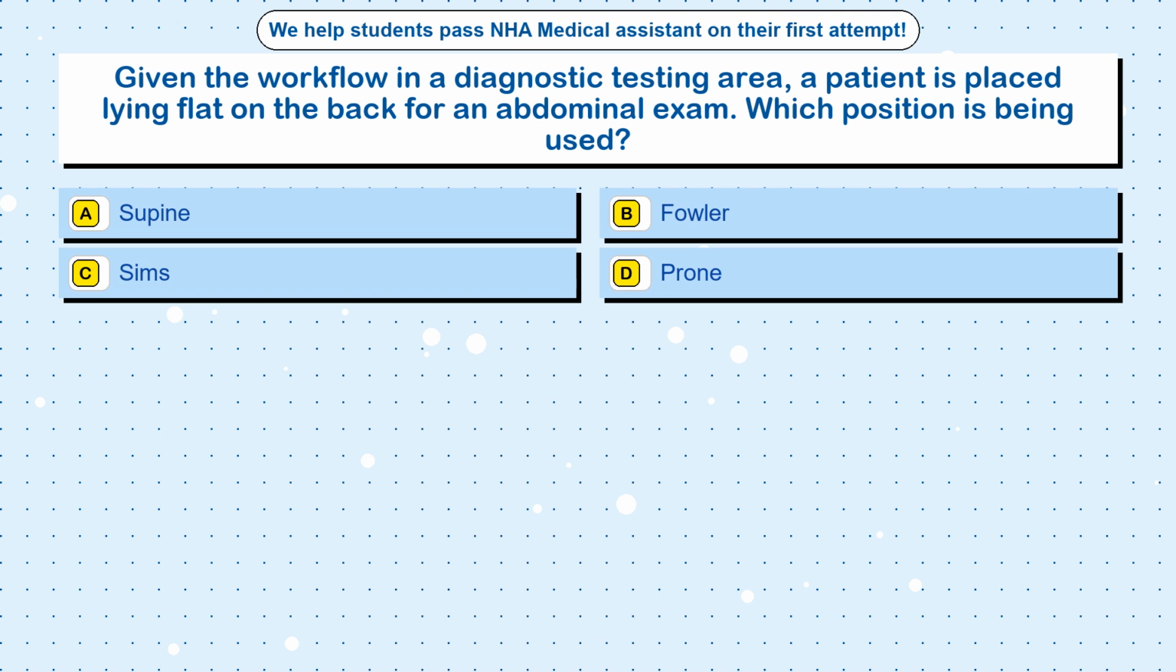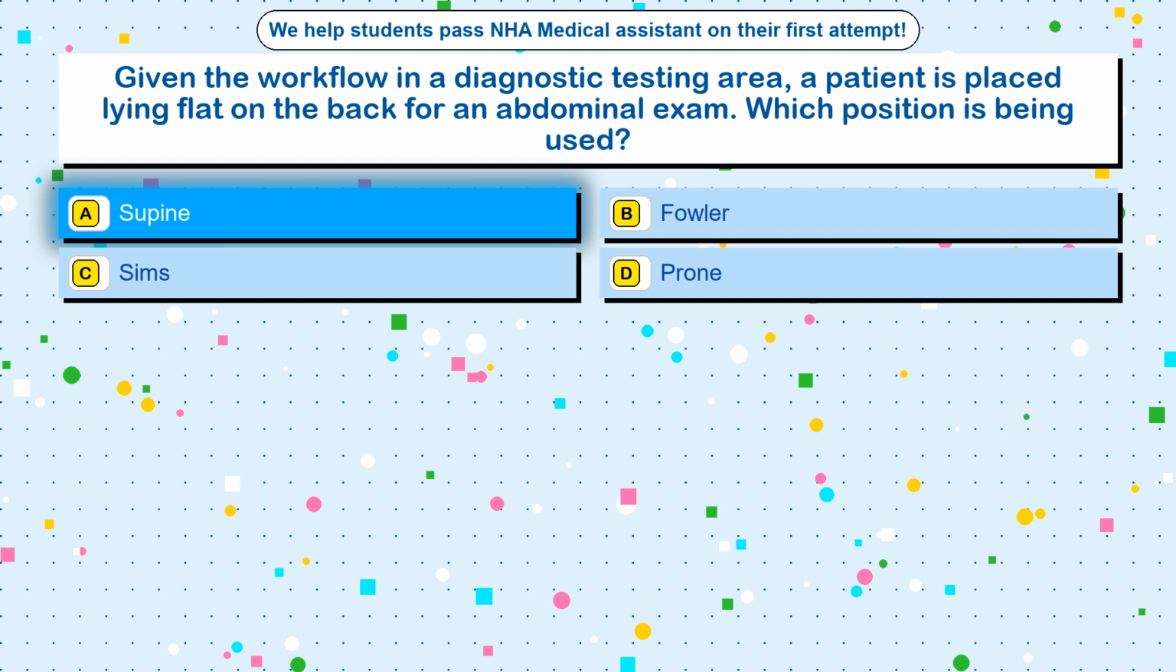Question 96. Given the workflow in a diagnostic testing area, a patient is placed lying flat on the back for an abdominal exam. Which position is being used? Option A, supine. Option B, Fowler. Option C, Sims. Option D, prone. The correct answer is option A, supine.